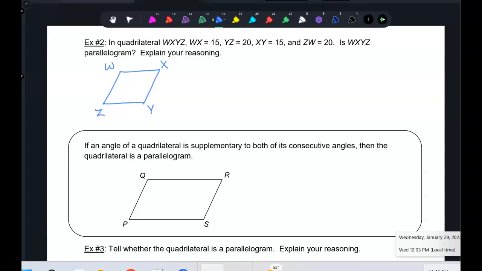Okay, so WX is 15. That's a side, right? No. Oh, everybody's saying no already. YZ is 20. XY is 15.